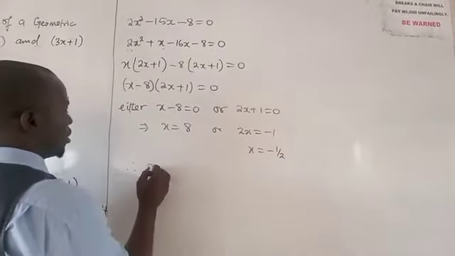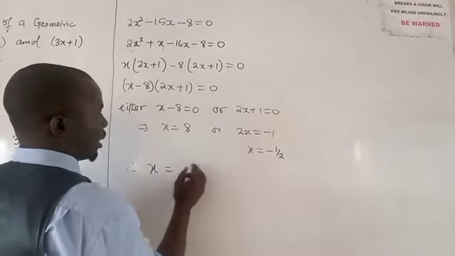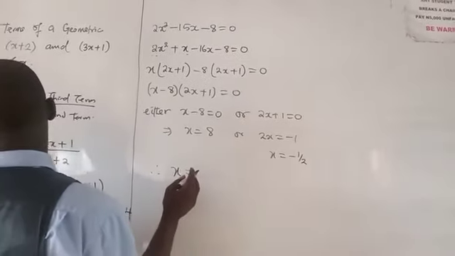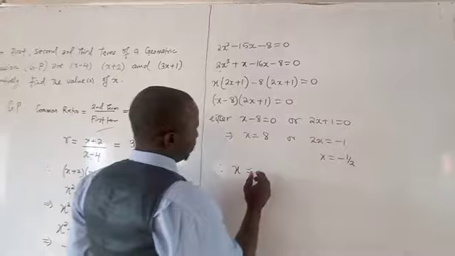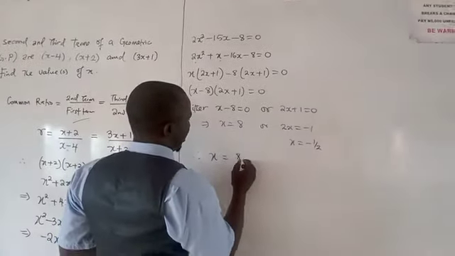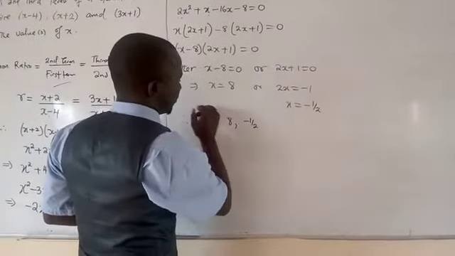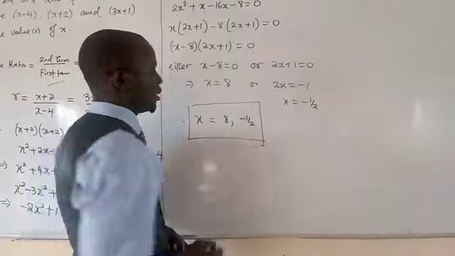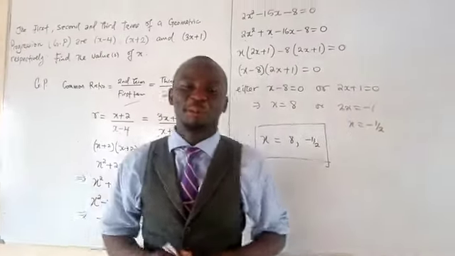Hence the values of x which can be true for this GP is either 8 or minus half. Hence the solution. Very beautiful and simple.